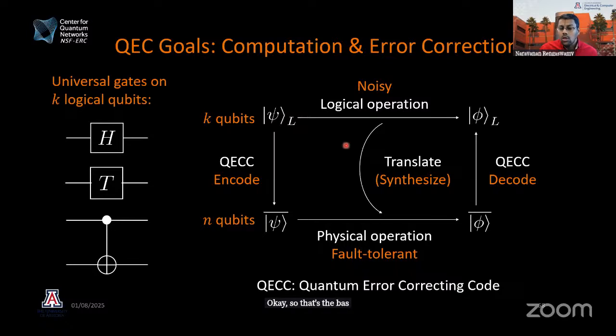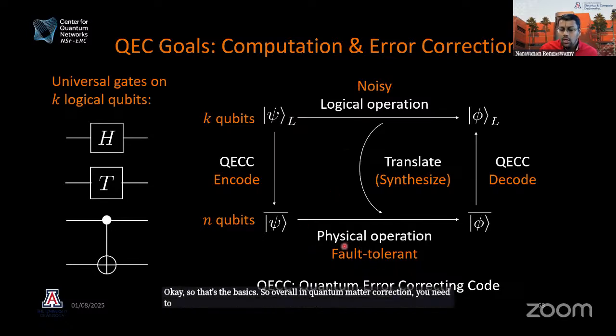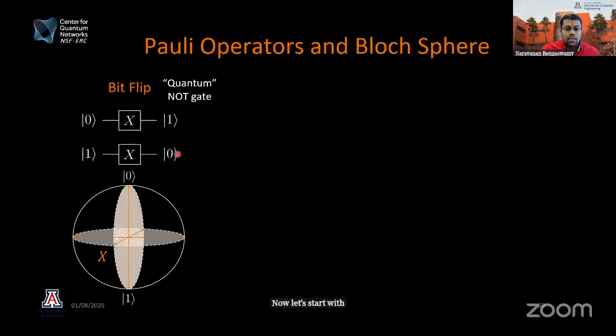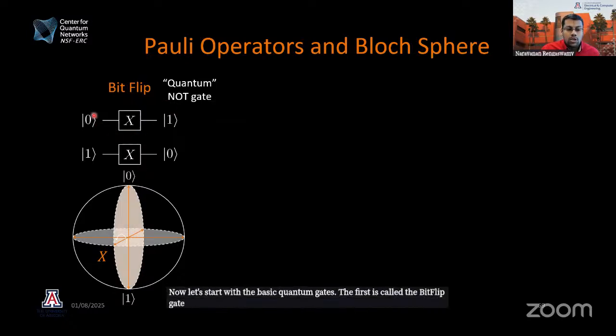So overall in quantum error correction, you need to correct errors, but you also need to do logic. You need to perform computation on the encoded information. Now let's start with the basic quantum gates. The first is called the bit flip gate, which if you take the computational basis states, this is denoted as ket0. This is called ket1, K-E-T.